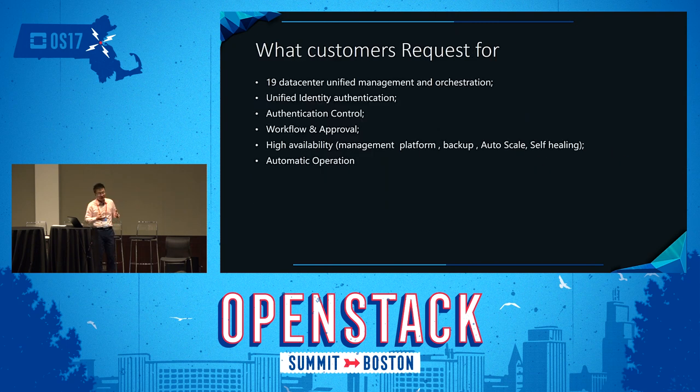And what are the customer's requests? I think these six points are important. The first, as I said, there are 18 cities in Henan Province, and our customers want to build one main cloud platform and 18 cloud platforms for the 18 cities, and the requirement is unified management and orchestration. So it's important. In one unified portal, we can manage all the data centers.